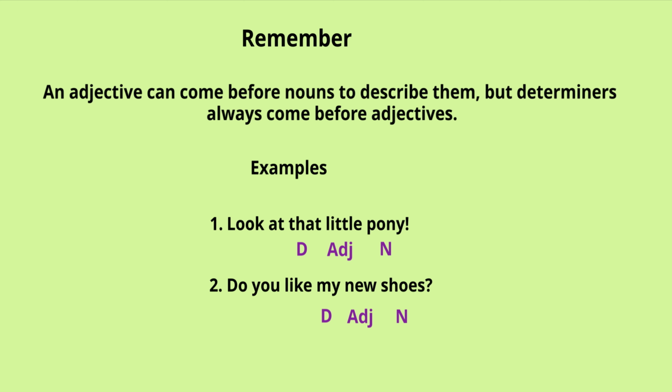The second one is, do you like my new shoes? Here, "my" would be the possessive determiner. "New" is the adjective because it is describing the shoes. And shoes would be the noun in this sentence.